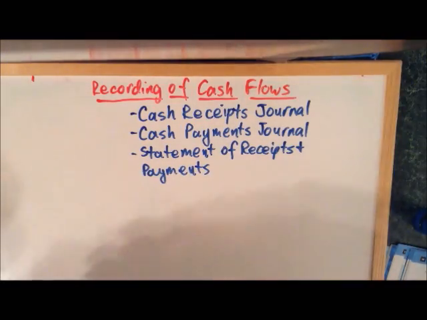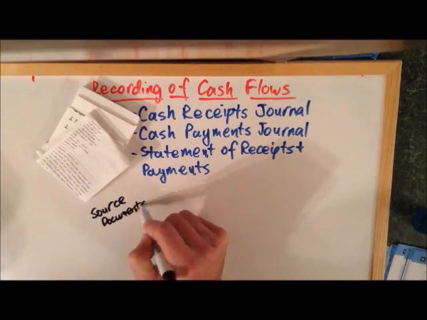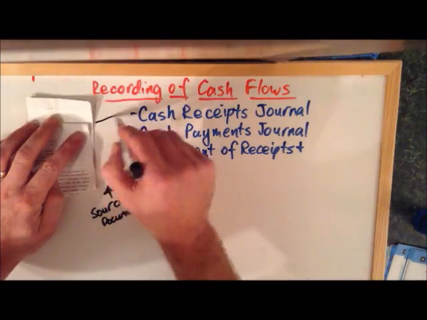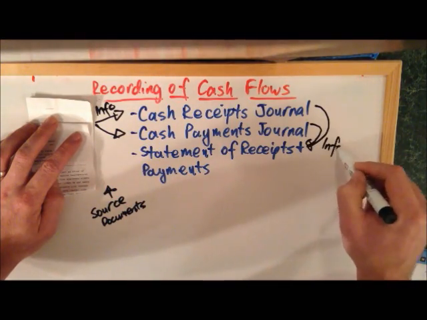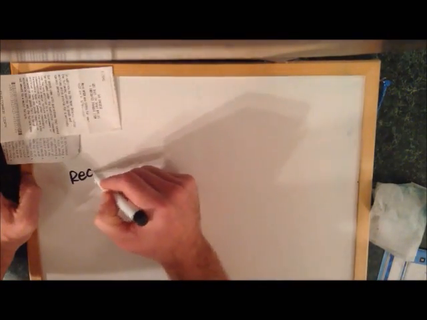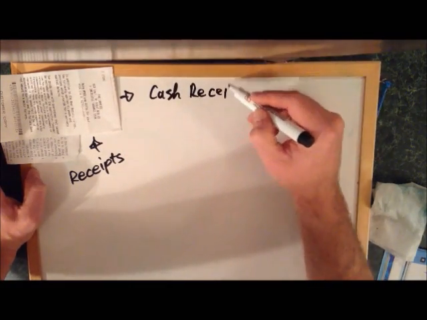Basically, a business will collect all these source documents from their operations. Any transaction that they do, they will have a source document of some description, whether it be a receipt or a check butt or an invoice. The information gets recorded in the cash receipts or cash payments journal, and then we use the statement of receipts and payments to summarise what's in the journals.